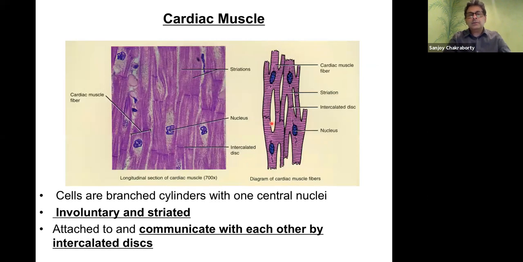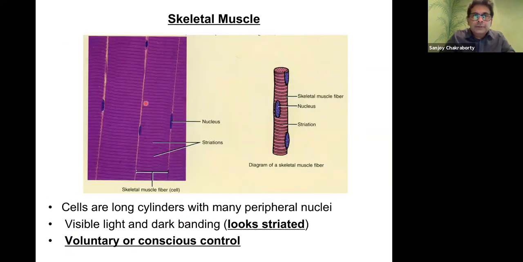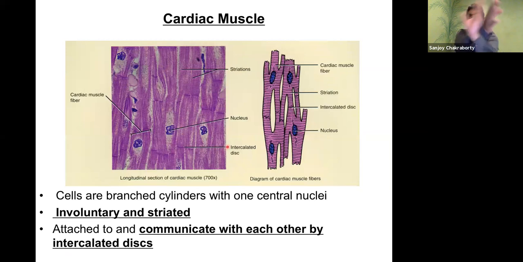This is cardiac muscle, detail not required. The only thing you need to notice is that cardiac muscle is involuntary muscle, and the cells communicate with each other. That area is called the intercalated disc. In the tissue histology lab, you have to look at them, so how do you differentiate between them? Skeletal muscle has straight bands, like a stripe. But cardiac muscle looks kind of braided.